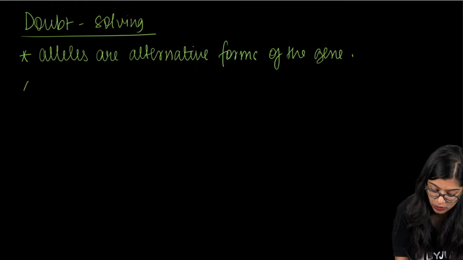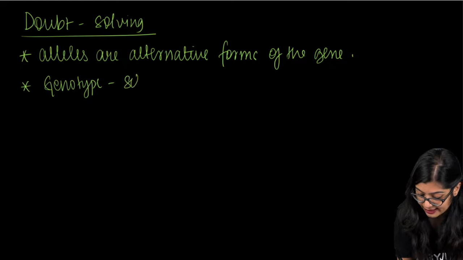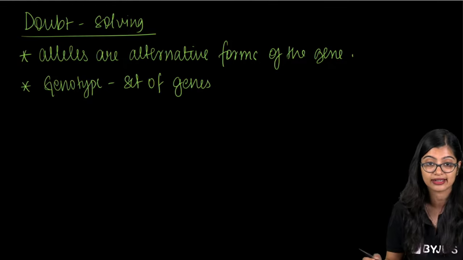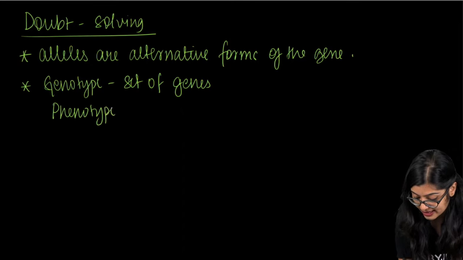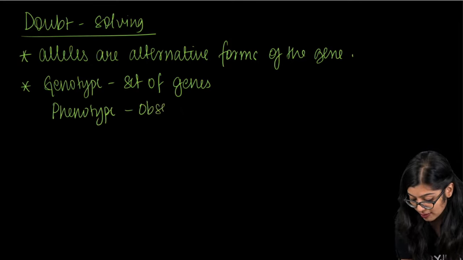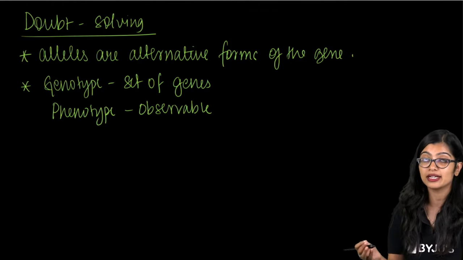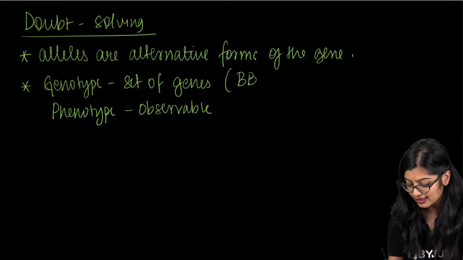Ma'am, genotype and phenotype. Like I said, genotype is the set of genes that are considered for a certain set of characters. On the other hand, phenotype is the observable or visible features. So if you were to look at eye color, and you have black eye color, then the genes would either be of this form or this form.